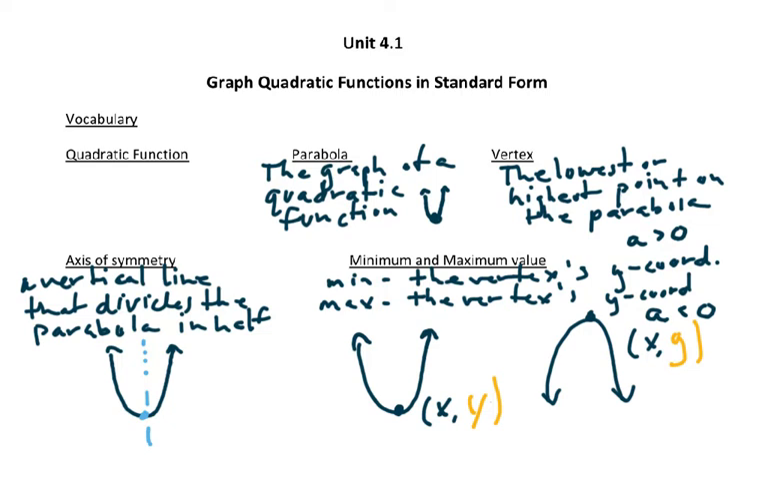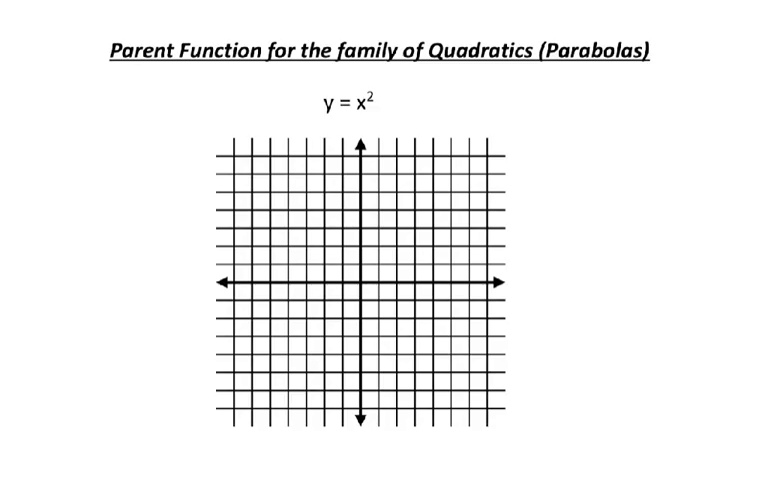Okay, now that we got our vocabulary down, let's take a look at a couple things. First of all, I want to start out with a parent function. We've talked about the parent function already when we introduced the absolute value function, which was the V-shaped graph. We're going to talk about the parent function again for parabolas. Remember, the parent function is the simplest form of this function. So when we talk about the parent function for a parabola, this is the parent function. It's the simplest form of a parabola you can get.